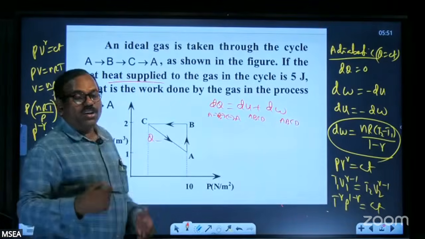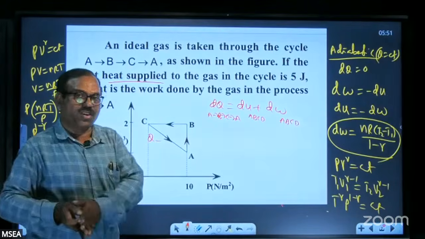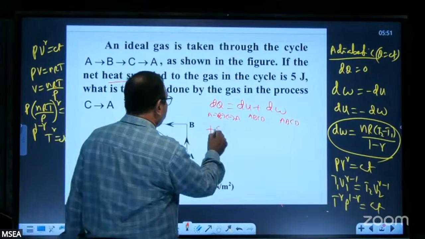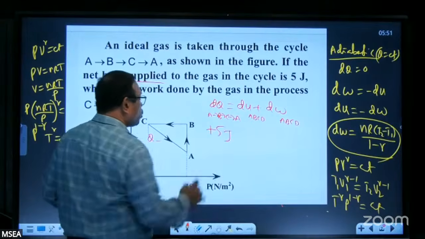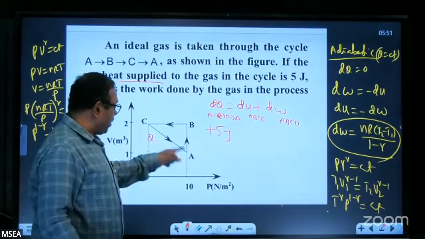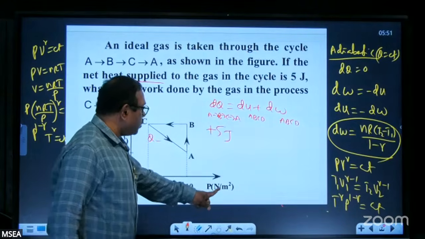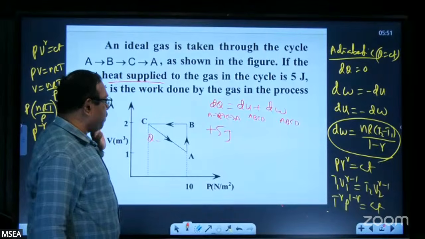Heat supplied. So heat is given means what? You have to take positive. Heat taken out is negative. That's why it is plus 5 joules. You should be careful about units. If it is given in calories, you must convert into joules, if the answer is given in joules, of course. Let us see. But anyhow, it is given in Newton per meter square, and volume is given in meter cube.